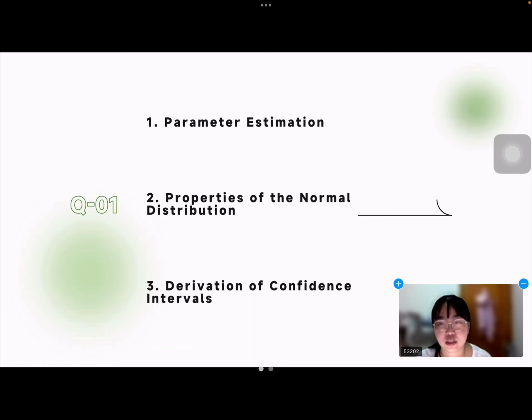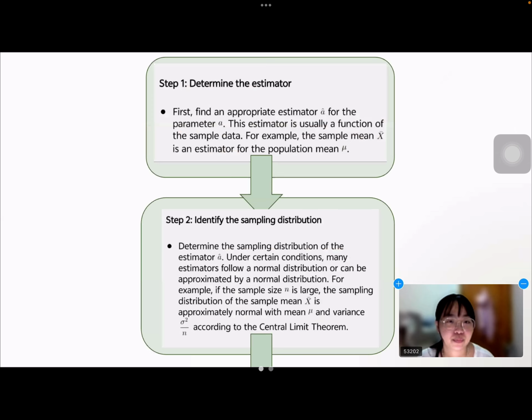the confidence interval. Before doing this question, I need to tell you the steps to derive the confidence interval. We need to follow these 6 steps. The first step is determining the estimator. For example, we need to find the appropriate estimator for the unknown parameter. And step 2 is to identify the sampling distribution, and most of them follow the normal distribution.